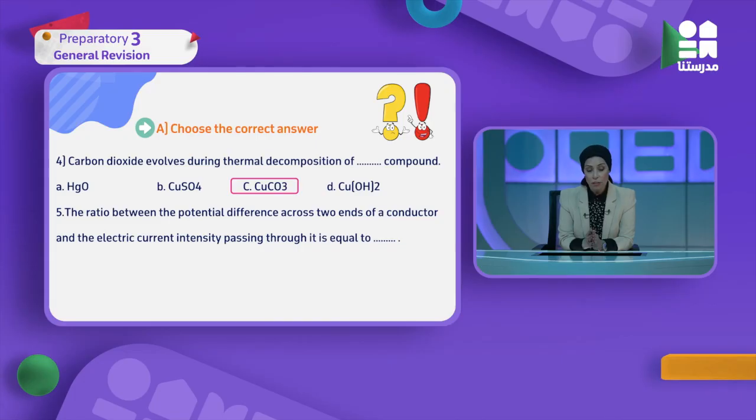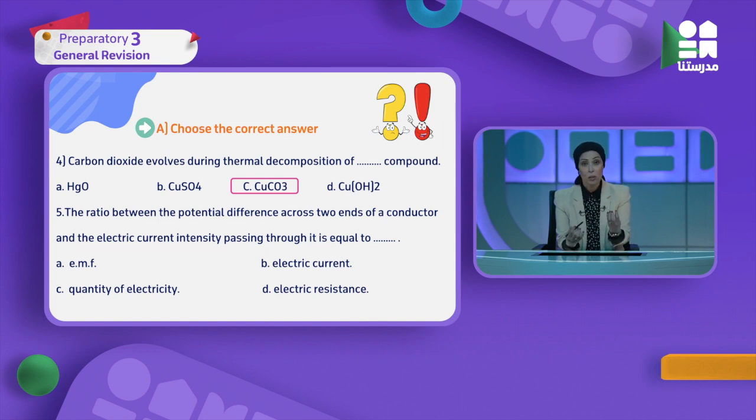The ratio between the potential difference across the two ends of the conductor and the electric current intensity passing through it is equal to A. طبعا ده Ohm's law، وده لما في النهاية بعد ما prove it ده كان ايه؟ equals to A. Is it EMF؟ هو كان بيدور على EMF اللي هي electromotive force or electric current or quantity of electricity or electric resistance. Ohm's law كان الهدف منه ايه؟ بيعمل relation between potential difference and intensity، وبيعمل ما بينهم relation to get what? To get the resistance. So I will choose electric resistance.